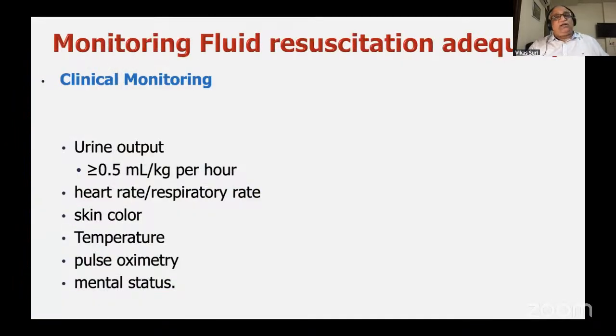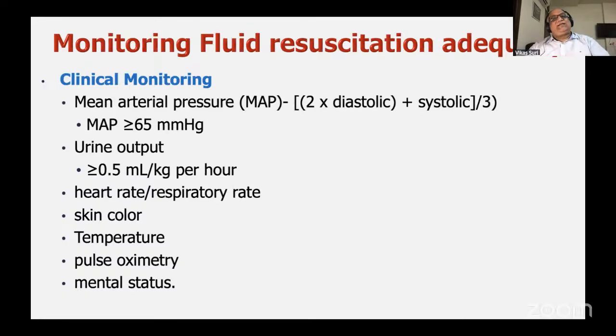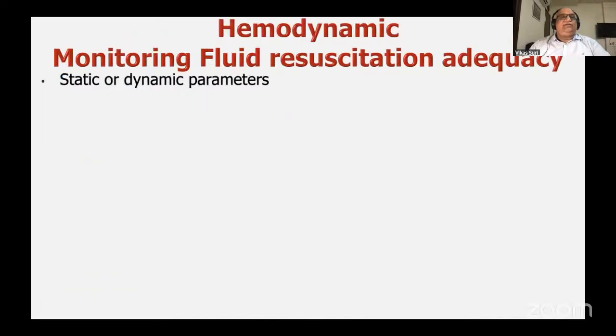So how do you monitor? You've given fluids. How do you monitor? Conventionally, we measure the urine output, heart rate, respiratory rate, skin color, temperature, pulse oximetry, and mental status. A bedside parameter, the mean arterial pressure, if you maintain more than 65, is a rough bedside parameter, and studies have proved that maintaining a mean arterial pressure of more than or equal to 65 millimeters of mercury maintains perfusion and decreases mortality.